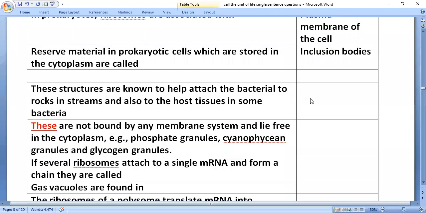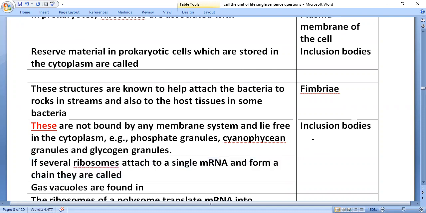These structures are known to help attach the bacteria to rocks in streams and also to the host tissues in some bacteria. These are fimbriae. Inclusion bodies are not bound by any membrane system and lie free in the cytoplasm, such as phosphate granules, cyanophycean granules, and glycogen granules.